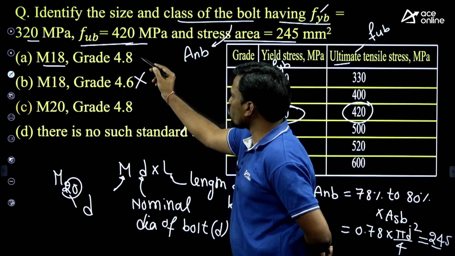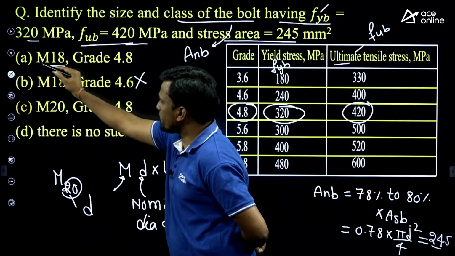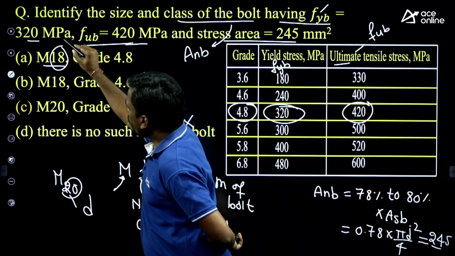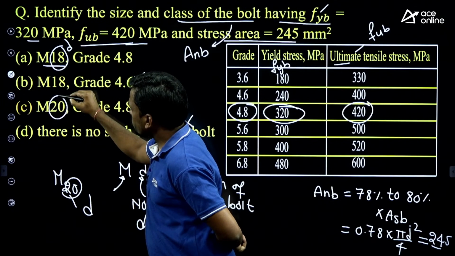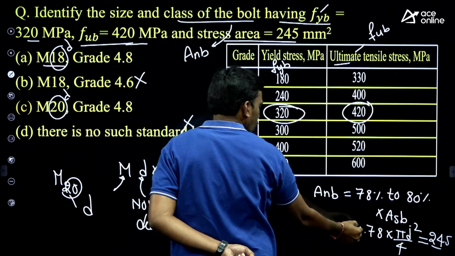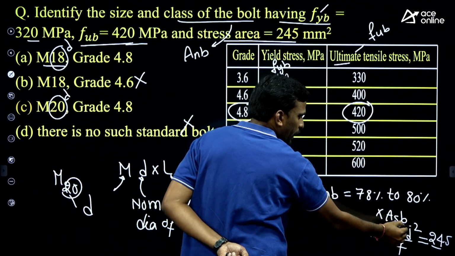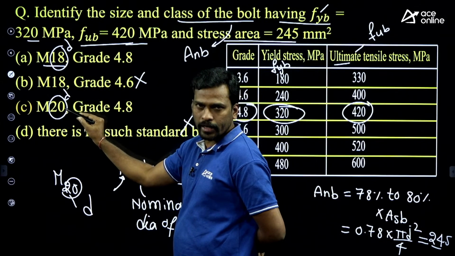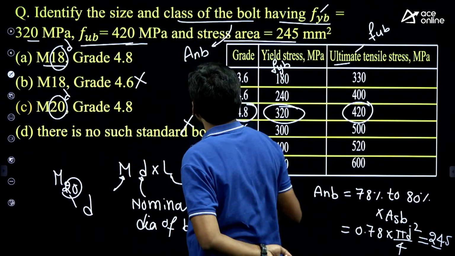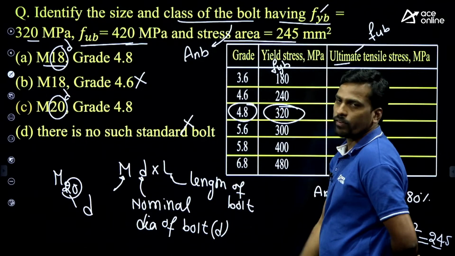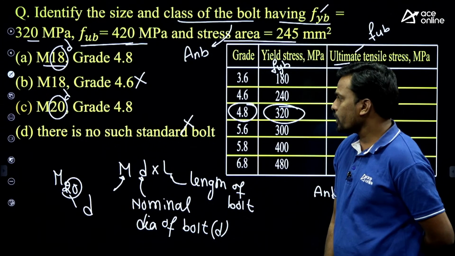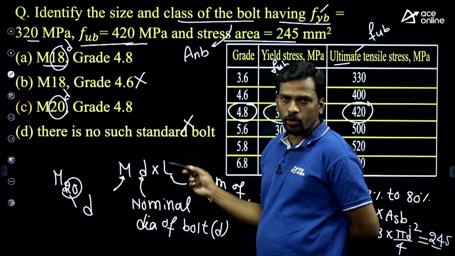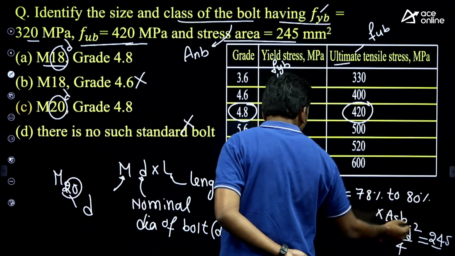Here we have only two options, right? 4.8, 4.8, that is A or C. This is nothing but the nominal diameter of the bolt. In the formula 0.78 into pi, in place of d substitute 18 or 20. Then check for which case you get a stress area of 245 mm square. So I think for M20, that is for bolt diameter 20, you will get 245.